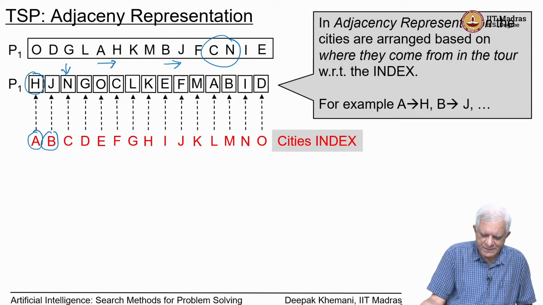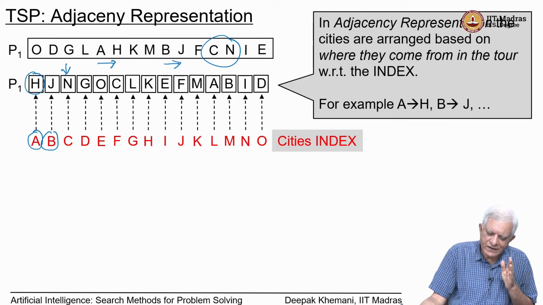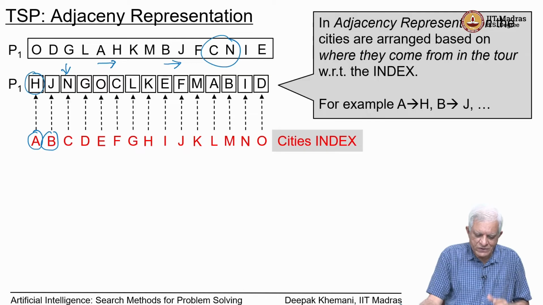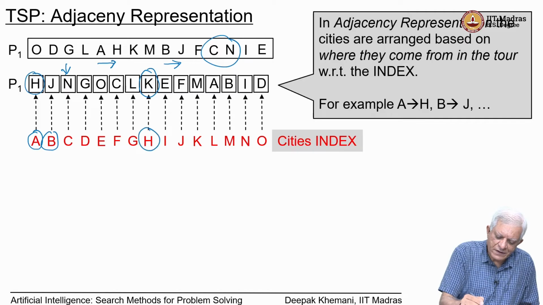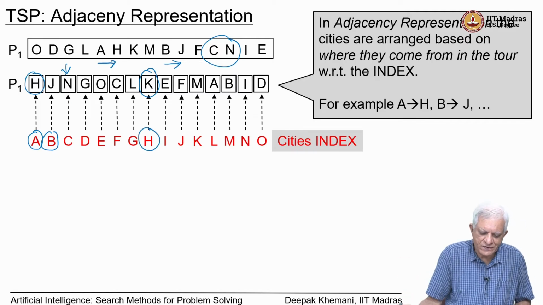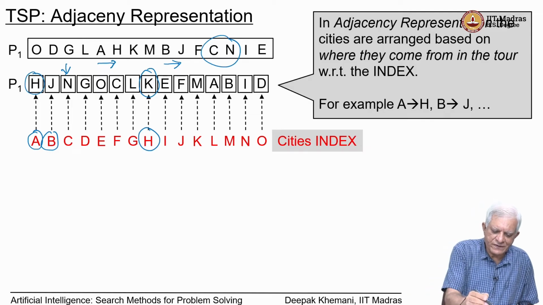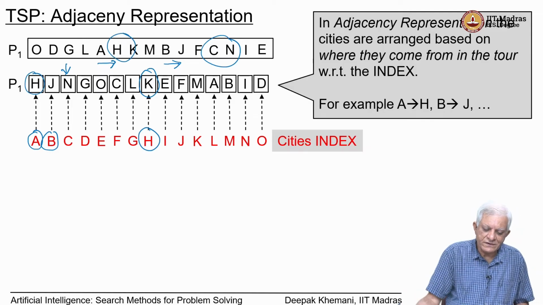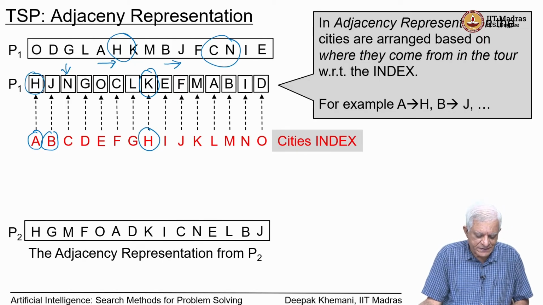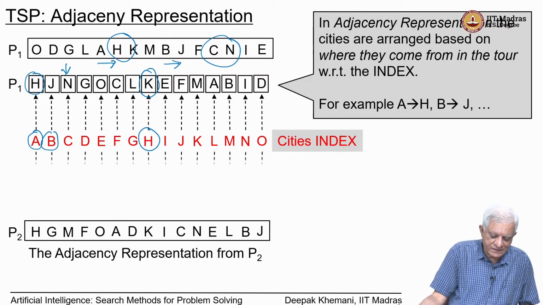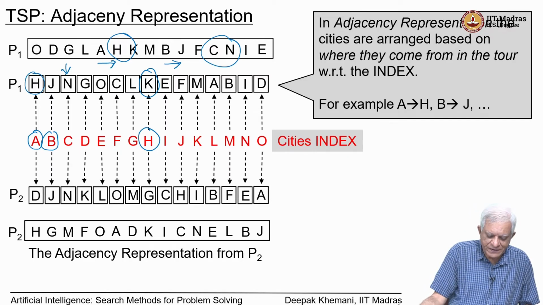the adjacency representation. What the adjacency representation tells you is, for any given city you can easily find out where you came from without having to scan the entire tour. You just look at the index and you know where you came from. So, if you want to know where you came to K from, you know that you came from H, because it is in the location of the index H, and you can verify that from the original tour, that from H you went to K. So, this is the adjacency representation. Likewise, you can construct an adjacency representation for the second parent, and now we are working with these two different representations essentially.